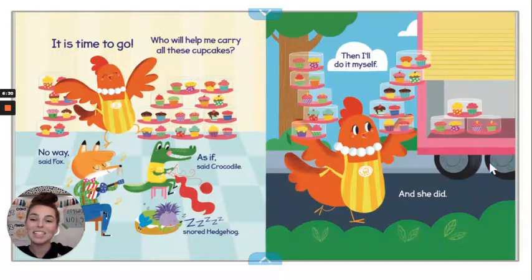It is time to go. Who will help me carry all these cupcakes? No way, said Fox. As if, said Crocodile. Zzz, snored Hedgehog. Then I'll do it myself. And she did.